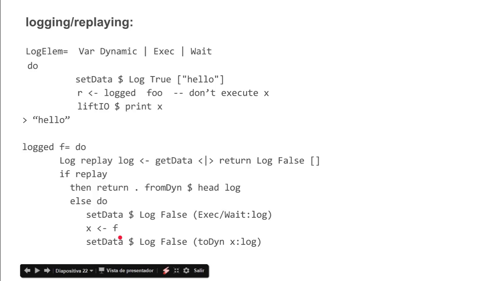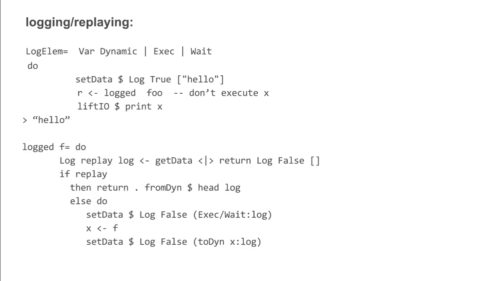Another important thing of transient is logging and replaying. This is useful for checkpointing the state and continuing the execution when something fails, or when we need to stop the computation and continue later, or we can execute in another node something initiated in a local node. So it's also useful for debugging.